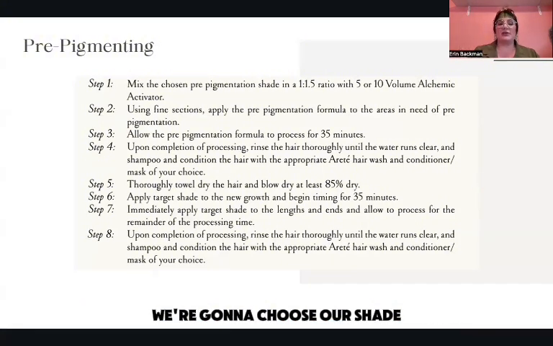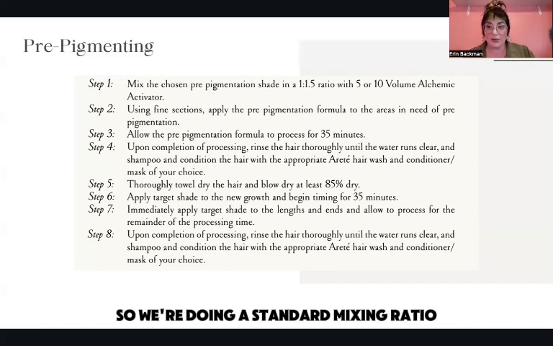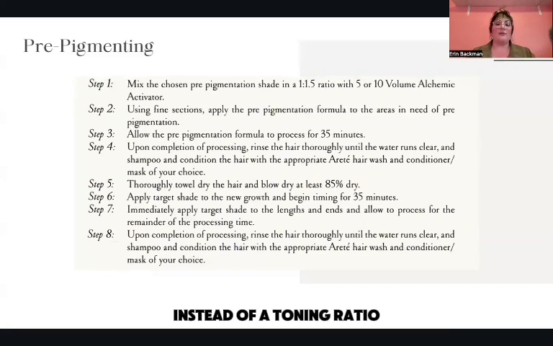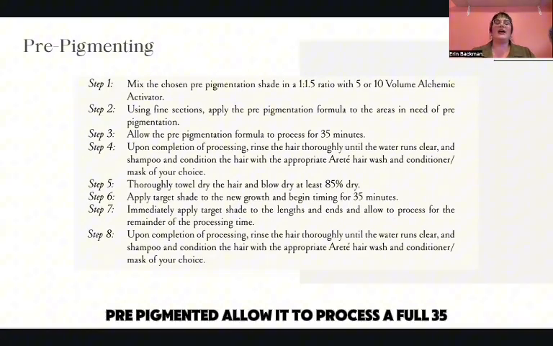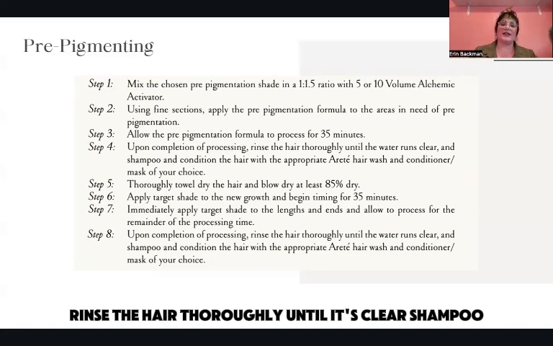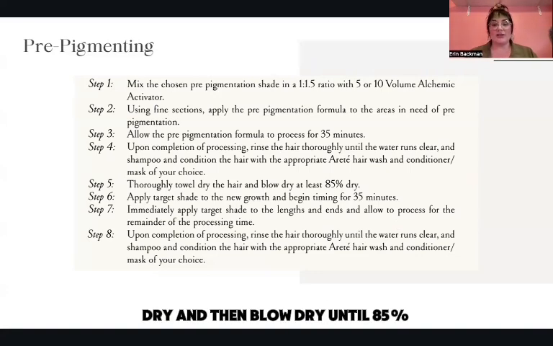So we're going to choose our shade. We're going to mix it 1 to 1.5 with 5 or 10. So we're doing a standard mixing ratio instead of a toning ratio. Apply in fine sections just to where it needs to be pre-pigmented. Allow it to process a full 35. Rinse the hair thoroughly until it's clear. Shampoo, condition, towel dry, and then blow dry until 85%.